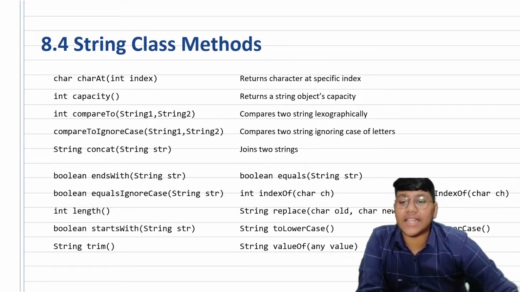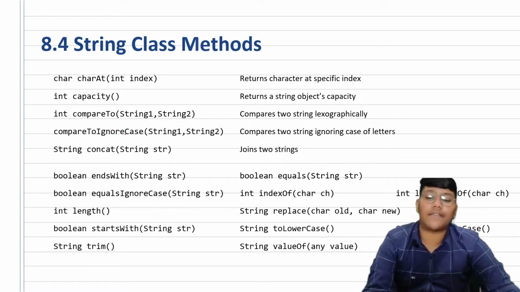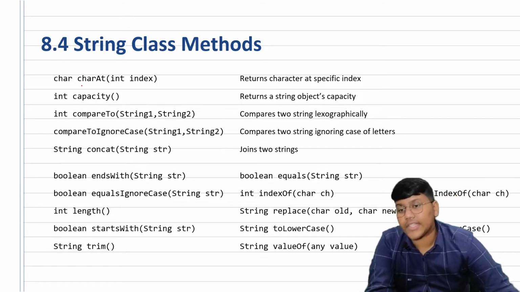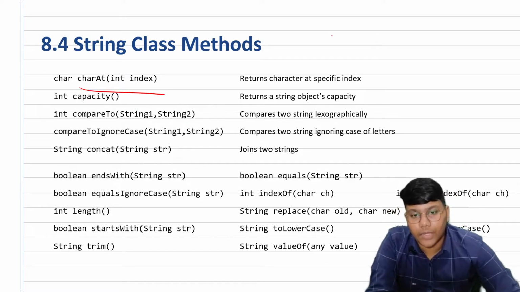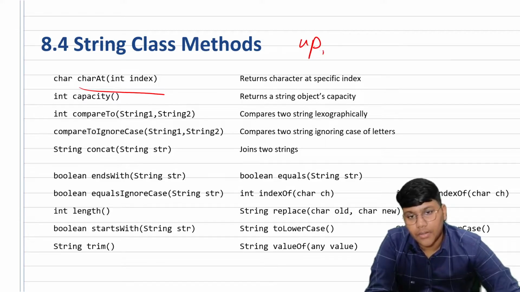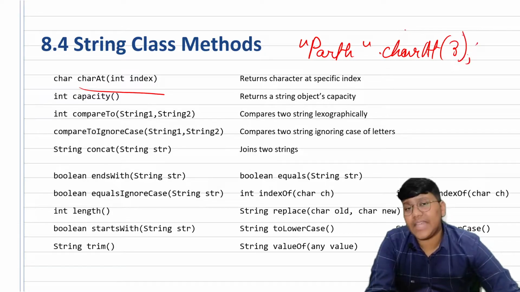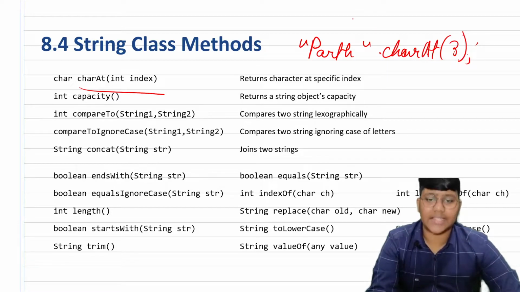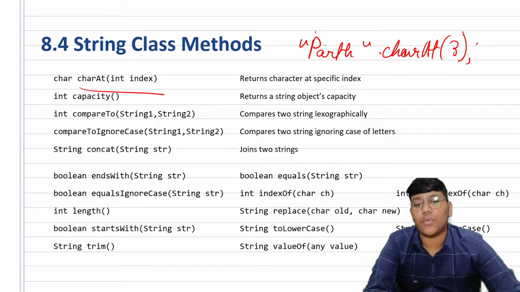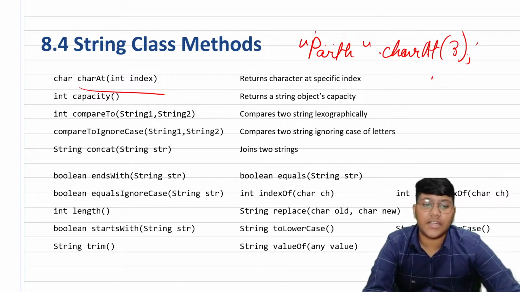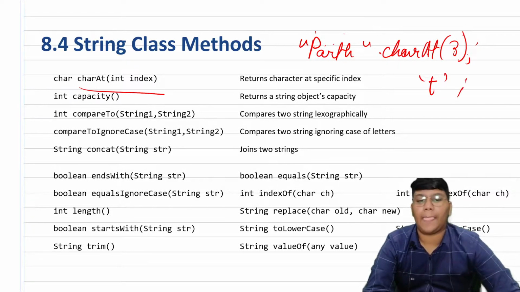Now comes string class methods. These are the methods that we use with string objects. For example, char charAt(int index). For example, parth.charAt(3). The index works the same way as in arrays, it starts from 0: 0, 1, 2, 3. So it will return small t.